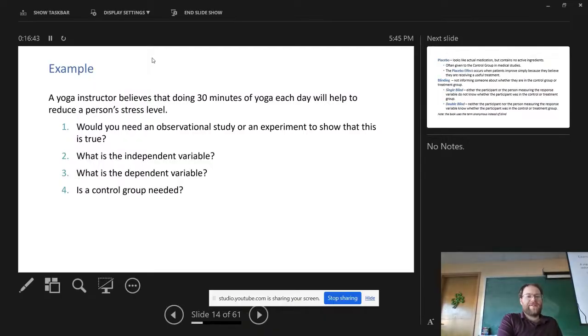Do you think a control group is needed? Yes, I'd agree with that. Might be good to have a group of people who don't receive the treatment, compare results to the group who did receive treatment and see what the differences are.